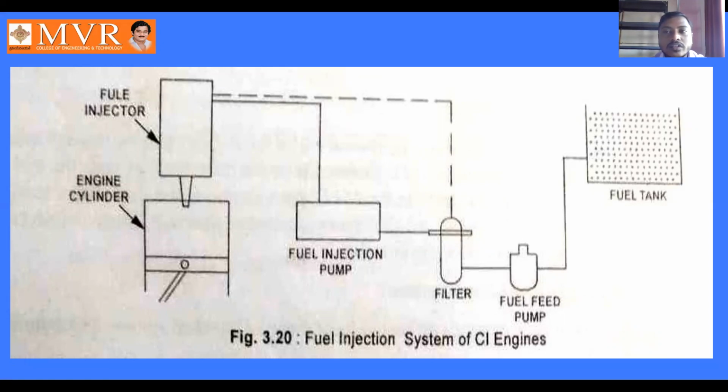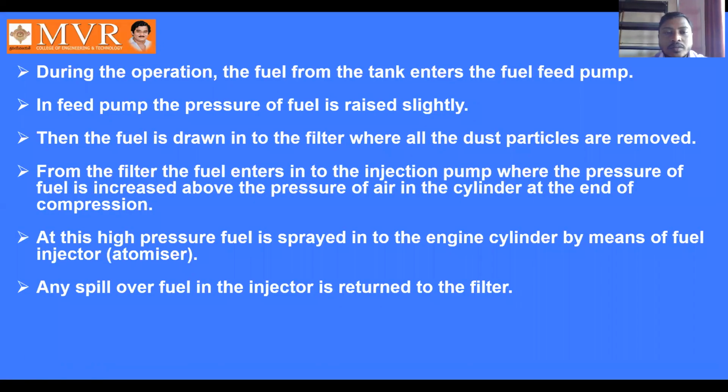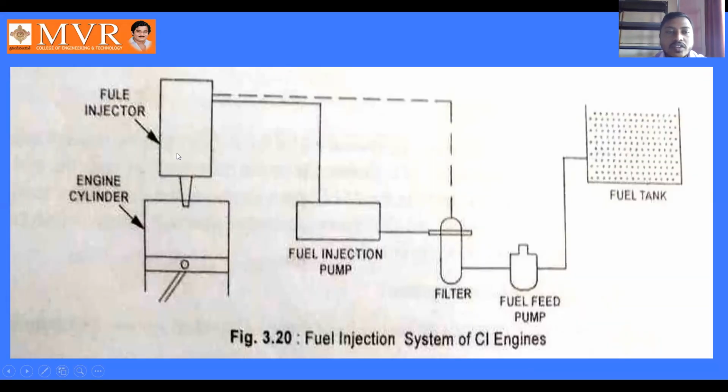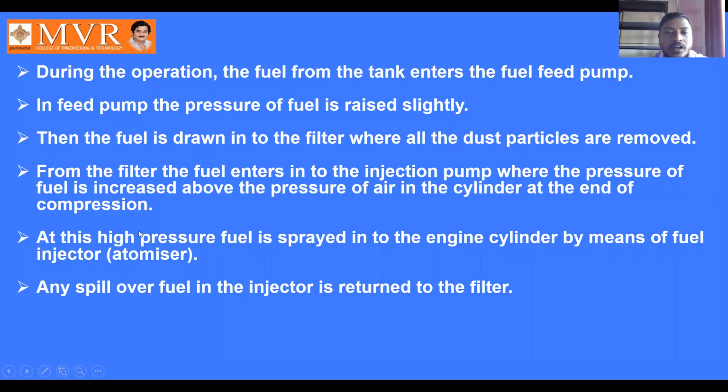Here the pressure of the fuel is increased above the pressure of the air in the cylinder. See here, we have some air in the engine cylinder. The pressure which we have raised here in the fuel injection pump is more than that of the air pressure inside the engine cylinder at the end of the compression. And this high pressure fuel is sprayed into the engine cylinder by means of the fuel injector.